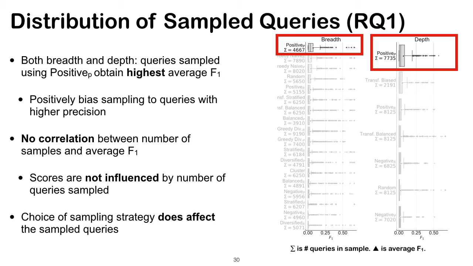We also found that there was no correlation between the number of samples and the average F1 score. This suggests that scores are not influenced by the number of queries sampled. However, the choice of sampling strategy does affect the sampled queries.